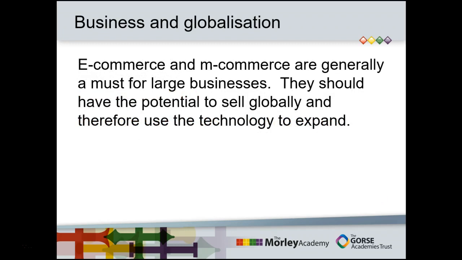Okay, so e-commerce and m-commerce are, as I started off with, a real must for large businesses nowadays. With businesses having the ability to act on a global scale and use technology to expand, it would be a very, very unusual business, I would imagine, that wouldn't be using e-commerce and m-commerce in quite a large way nowadays.